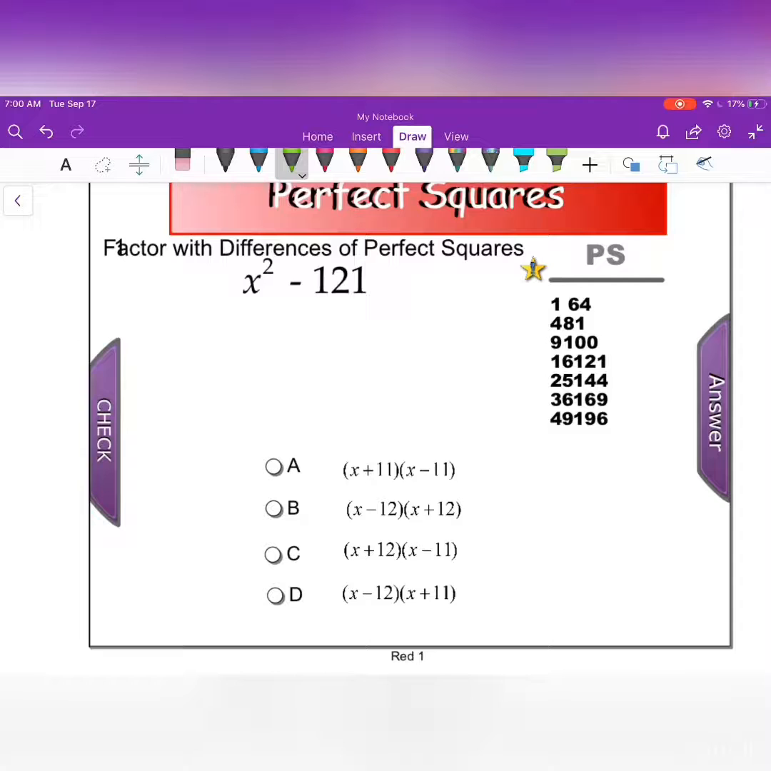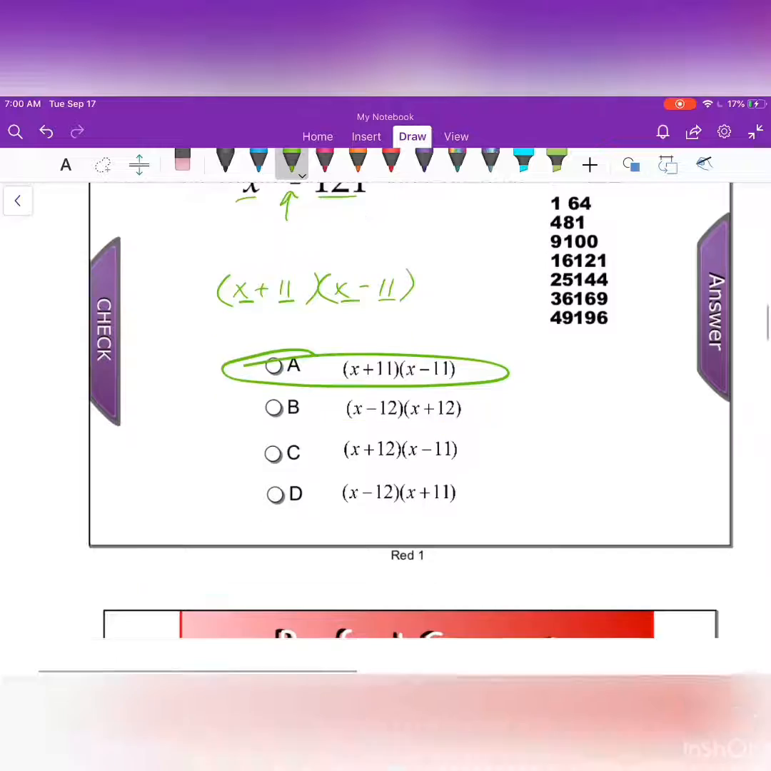This one is a difference, very important, and these two are perfect squares. You can jump straight to your answer, which will be a binomial times a binomial. X times x is x squared, so that goes first. 11 times 11 is 121, and don't forget your signs are one of each, plus or minus. So we'd have A as our answer here. If I'm going too fast, you can definitely rewind and try it again.